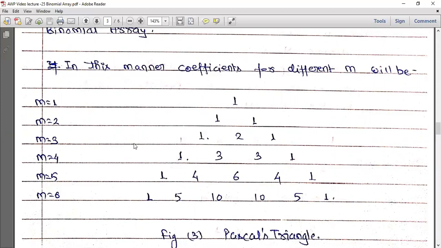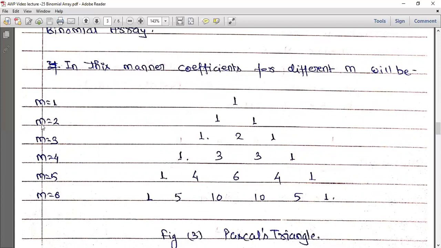If m is given to be 1, then (1 + x) to the power m minus 1 will be (1 + x) to the power 1 minus 1, that is 0. So (1 + x) to the power 0 is 1. So for m equals 1, the expansion of (1 + x) to the power m minus 1 will give you just a single term with coefficient 1. That's why for m equals 1, you have a 1.